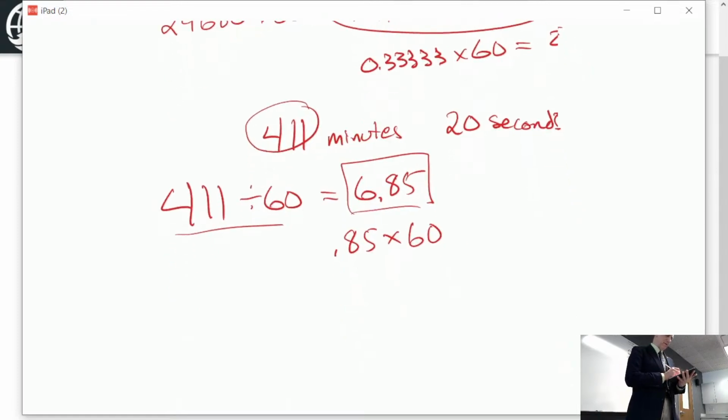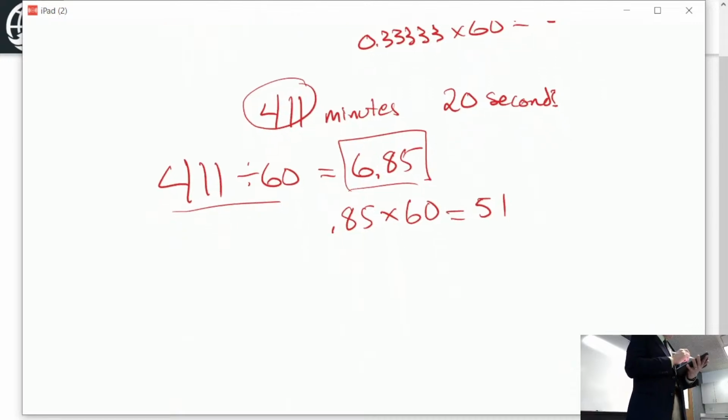Beautiful. We're doing it. Did you actually do that? What'd you get? 54, you say? Sorry? 51, you say? Okay, excellent. Okay, now we're almost there.